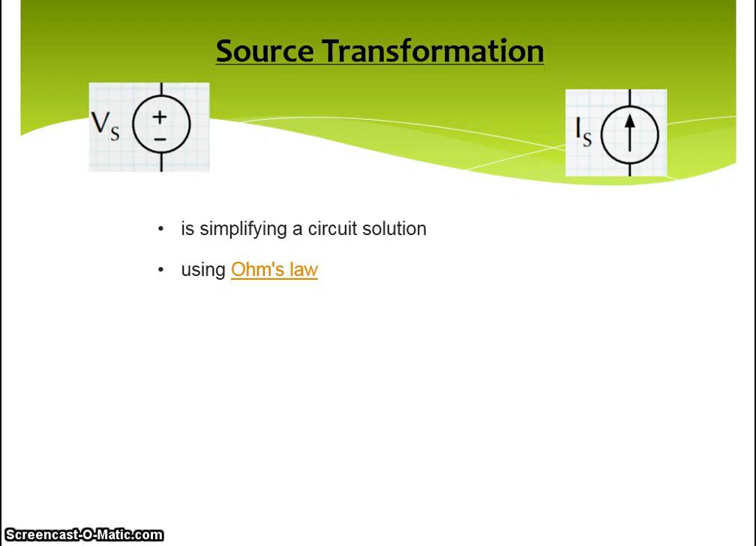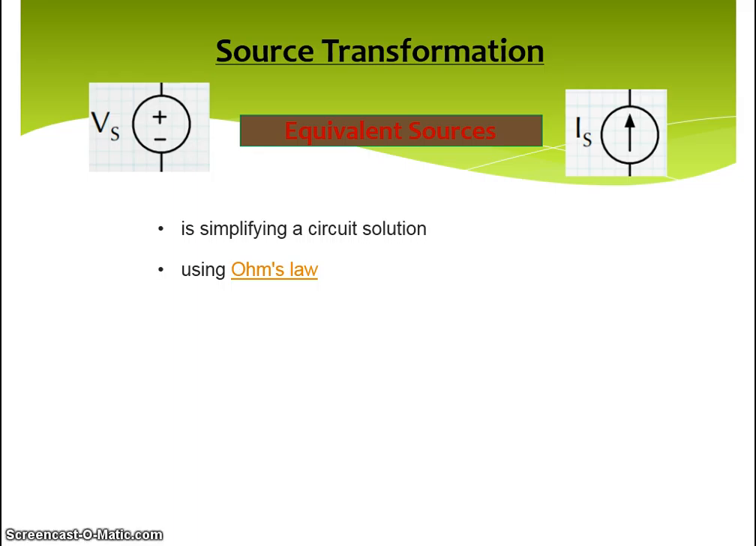In order to understand the method of source transformation, we should first have an idea of what is meant by equivalent sources. The voltage source given here and the current source represented here can be called equivalent sources provided they deliver the same amount of power to the remaining part of the circuit.